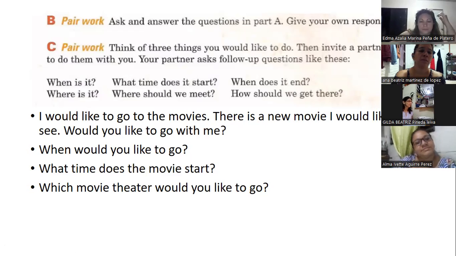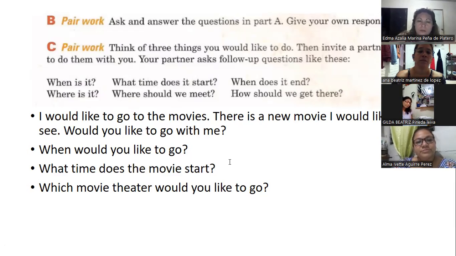Your partner asks follow-up questions like this. When is it? What time does it start? When does it end? Where is it? Where should we meet? How should we get there? So you can ask one or two of these follow-up questions. Preguntas que se hacen después de hacer la invitación.